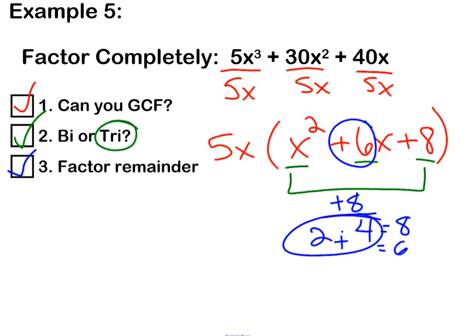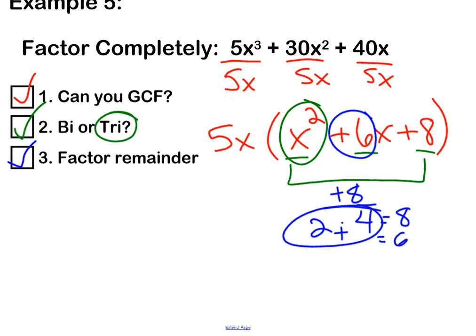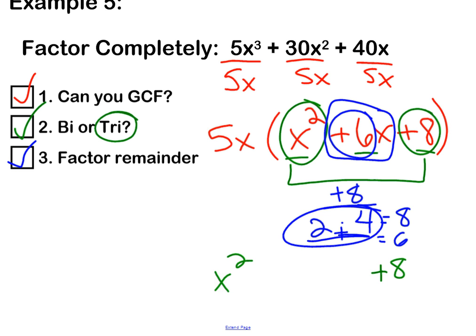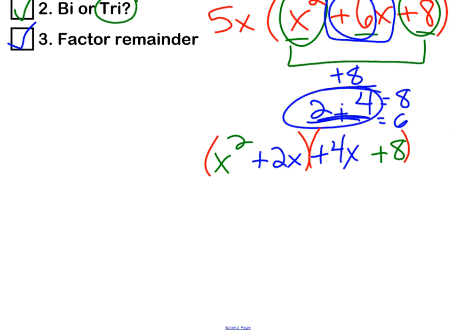So I'm going to rewrite what I have, keeping the first from my remainder, which is x squared, keeping the third from my remainder, which is 8, replacing the middle with my factors. Positive 2x, don't forget the x, plus 4x, don't forget the x. Parenthesis, we're going to greatest common factor each parenthesis. On the first one, I can take out an x, and I'm left with x plus 2. On the second one, I can take out a positive 4.